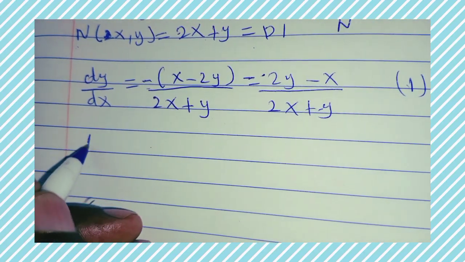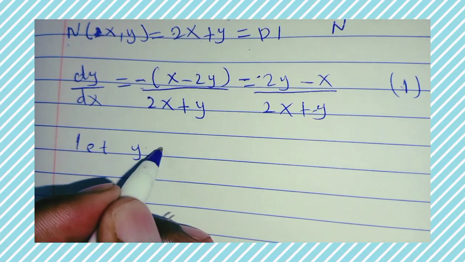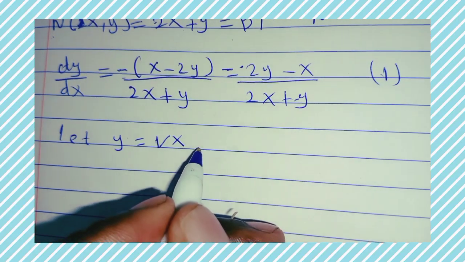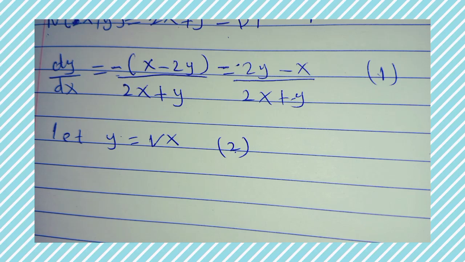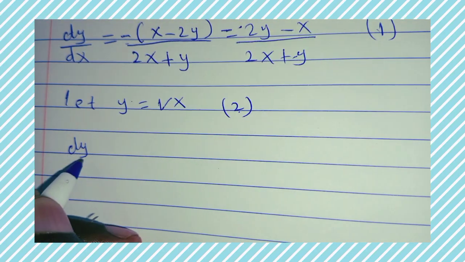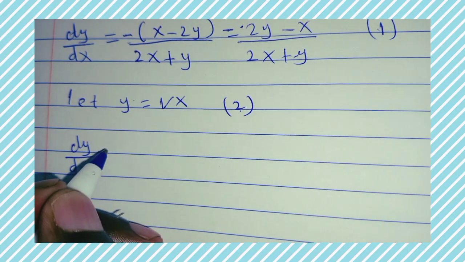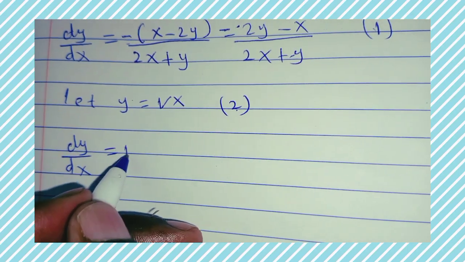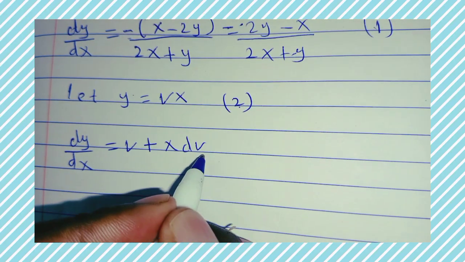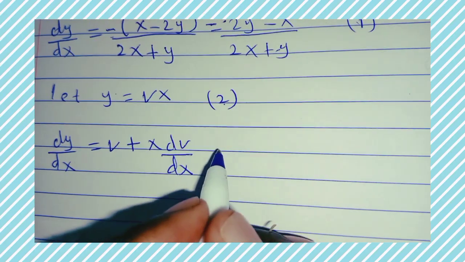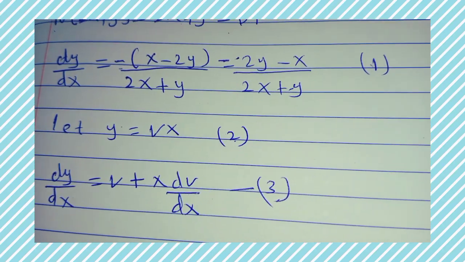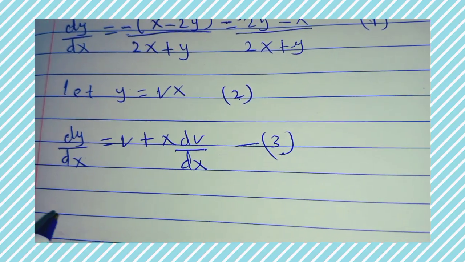Then you are going to let y be equal to vx. You call this 2, and you differentiate both sides. So dy over dx is equal to, this is implicit differentiation, v + x dv over dx. You call this equation 3. Now you compare equation 1 and 3.